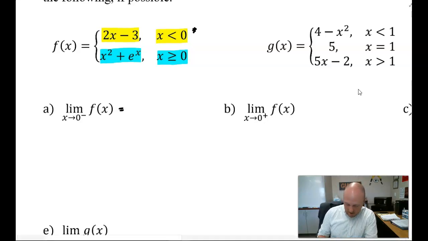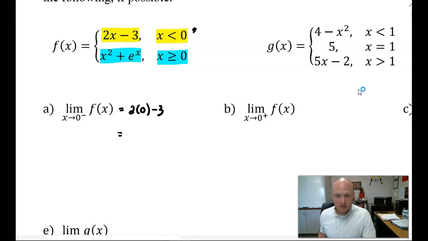Well, this is very easy. One-sided limits, I can just evaluate. I can plug in 0 to see what value it is approaching there. It's from the left. It's a one-sided limit. I don't care about the right side. So I can evaluate 2 times 0. That's 0 minus 3, which gives us negative 3. So the limit of f of x as x approaches 0 from the left is negative 3.